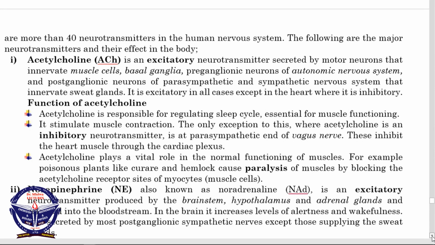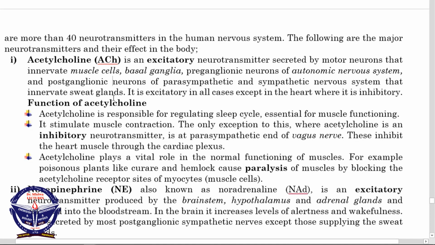So first is acetylcholine. Acetylcholine, the most known neurotransmitter. It is excitatory. First, for each neurotransmitter you should know, is it excitatory or inhibitory? Acetylcholine is an excitatory neurotransmitter secreted by the motor neurons that innervate muscle cells. It is secreted by motor neurons that innervate the muscle cell, the basal ganglia, the preganglionic neurons of the autonomic nervous system, and the postganglionic neurons of the parasympathetic and sympathetic nervous system that innervate sweat glands.